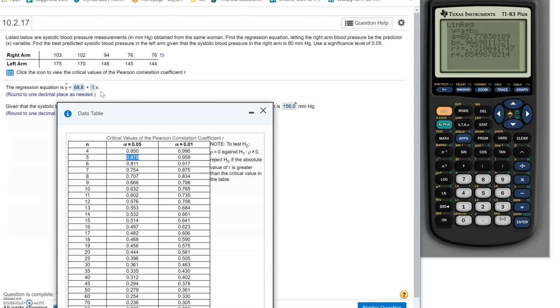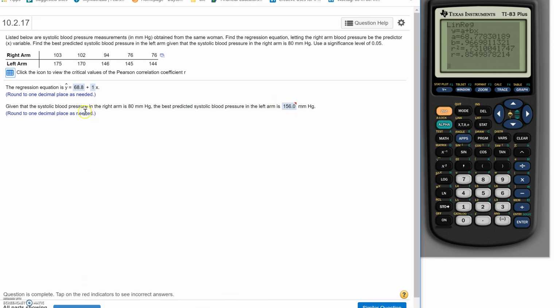Again, if the calculated value you see in your calculator based on the data is smaller than the critical value, then we cannot use this regression line. If it was larger, then we can just plug it in. So what we have to do now to find the value for the left arm, we have to take the mean of all left arm values. So we have to find the mean.